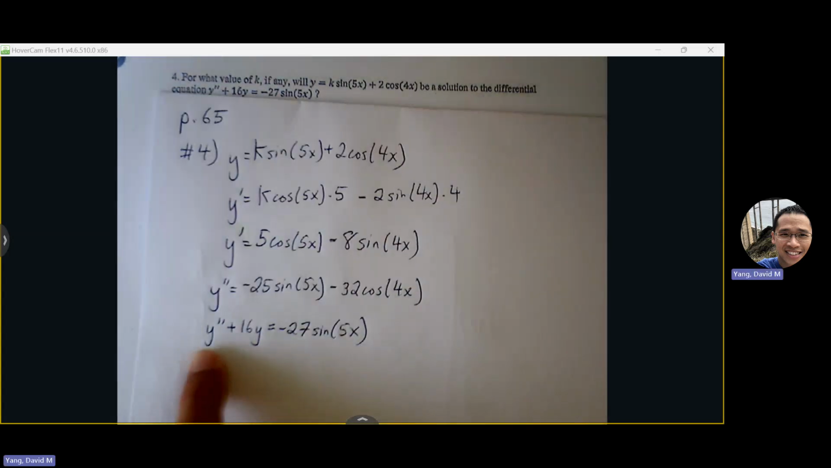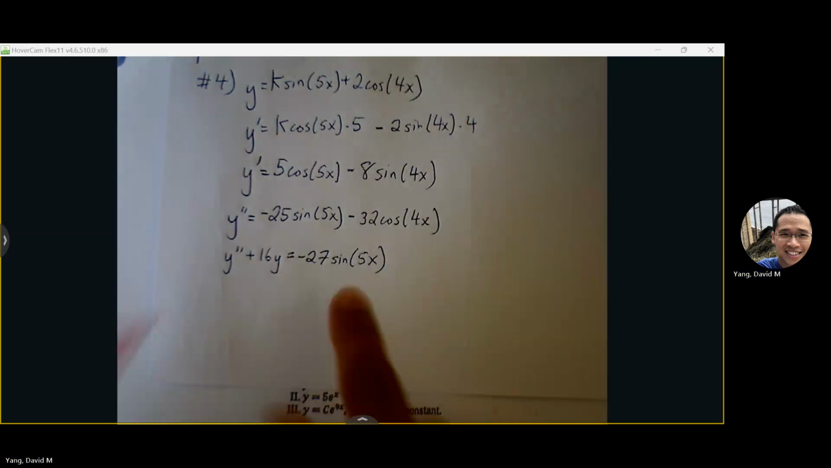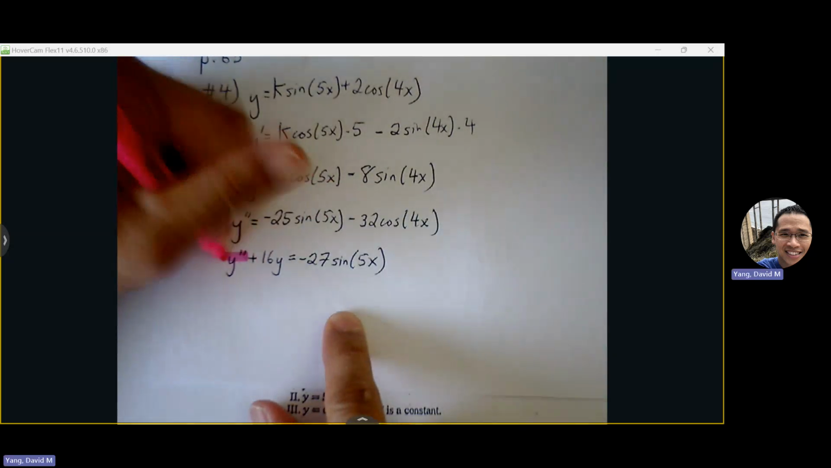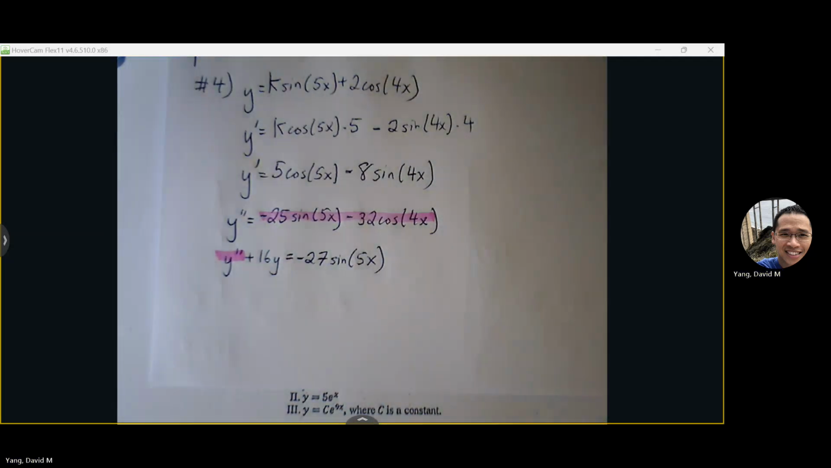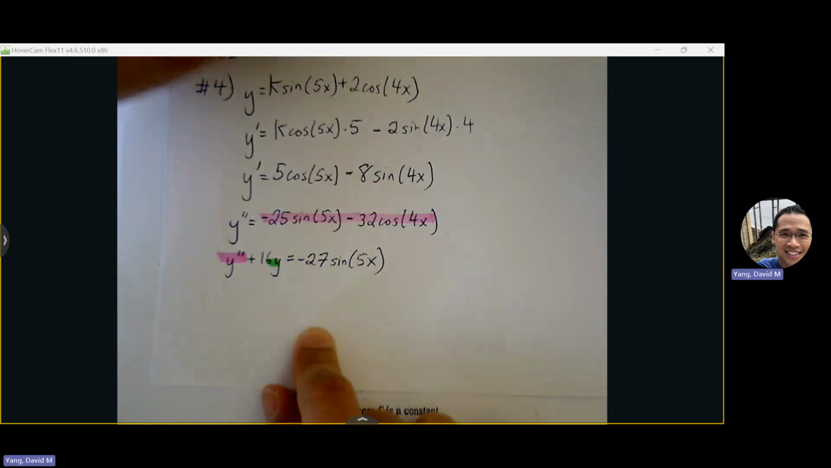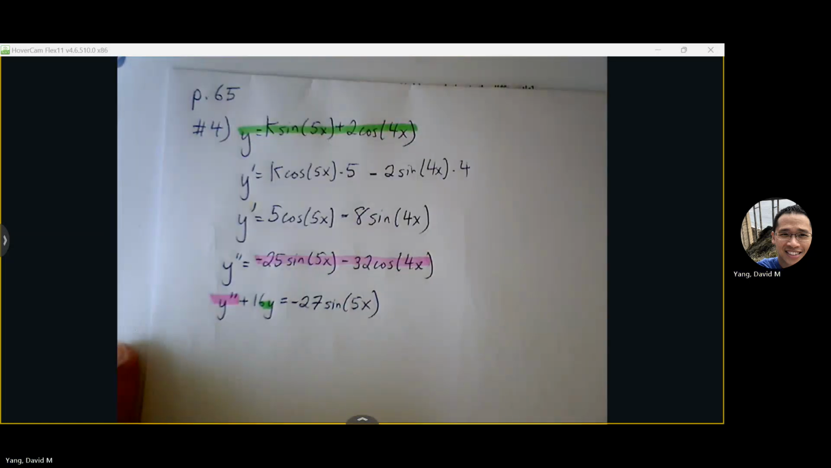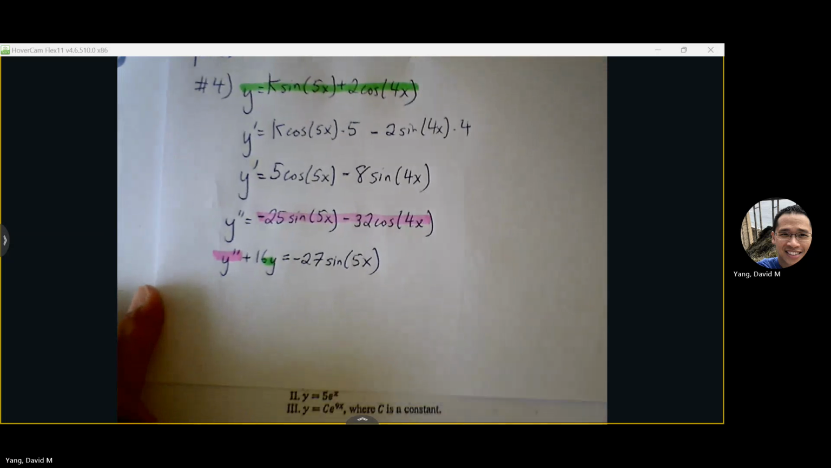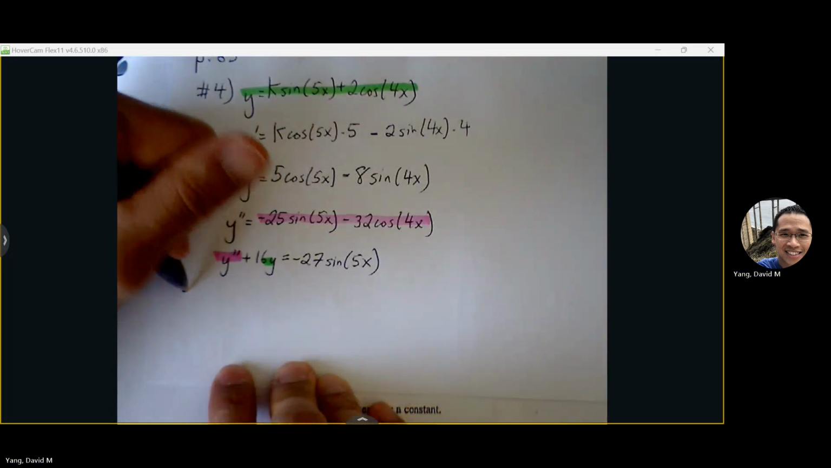So I'm back to the original equation here. So I'm just going to make a couple of substitutions. I'll replace y double prime with all this. And then replace y with my original equation. And then we should be able to try to figure out what k is.